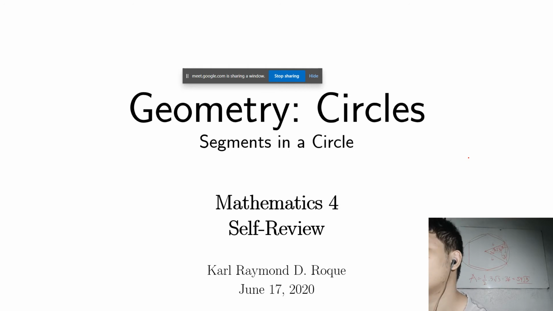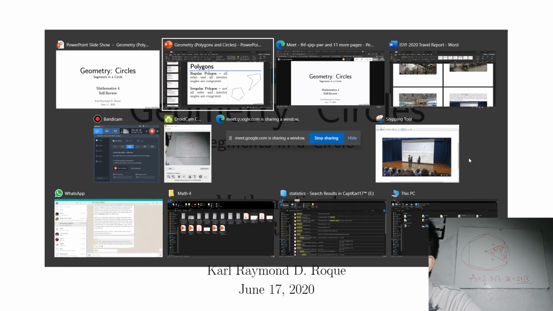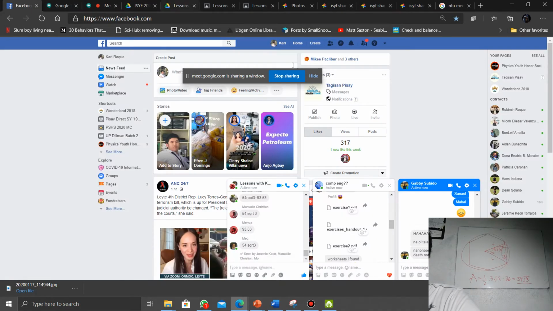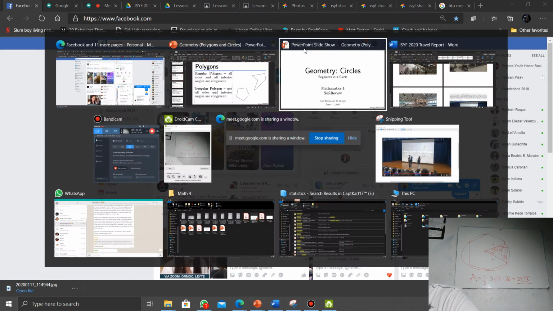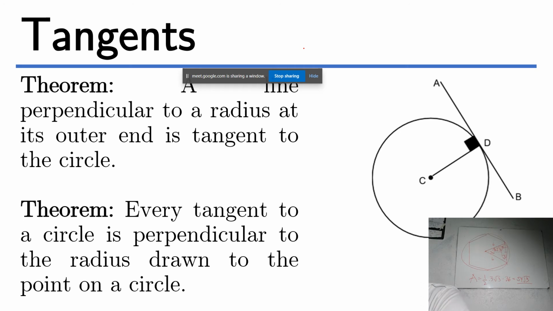Now, let's just move on to some deeper sa ating segments in a circle, no? There are lots of segments in a circle, as we have discussed kanina. Pero they have some special theorems or properties. Yan, let's start with tangents.